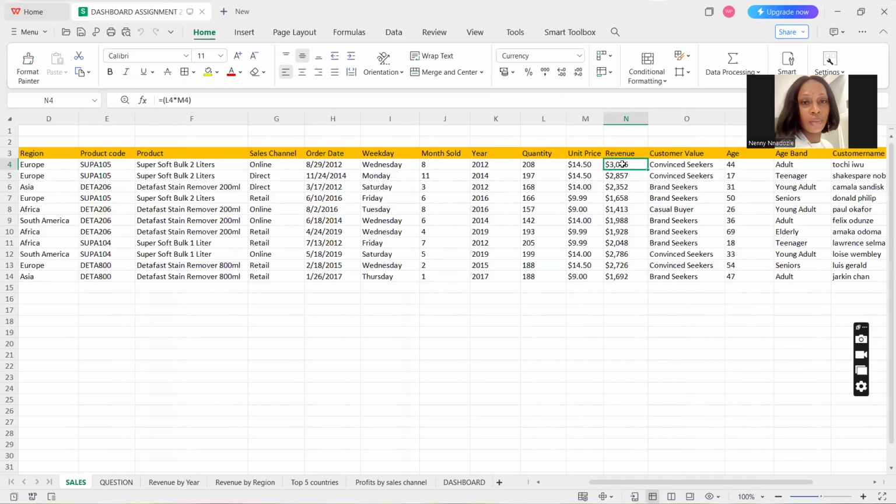I generated this revenue by multiplying the quantity and unit price, which is on this formula bar. The customer value. We have the convinced customer, the brand seekers, and the casual buyer. Those are the three groups of customers that we have. And this is generated through the amount of products they bought or ordered. So each specific amount has the customer value attached to it.